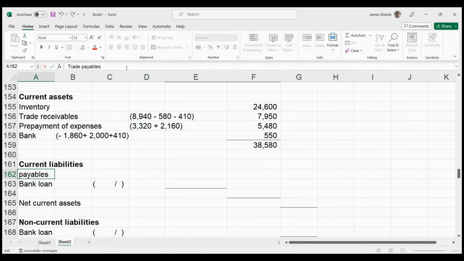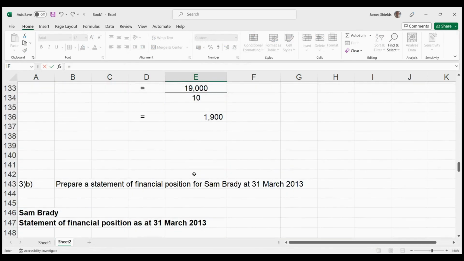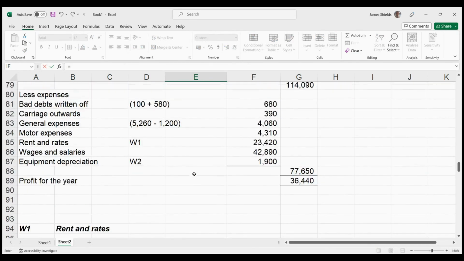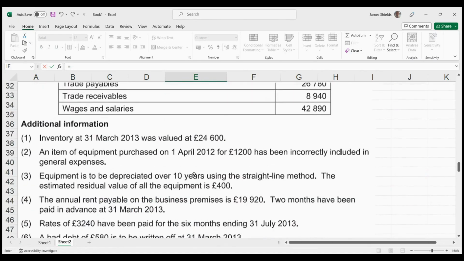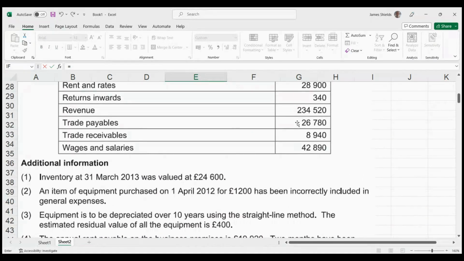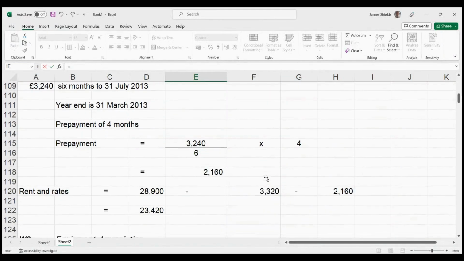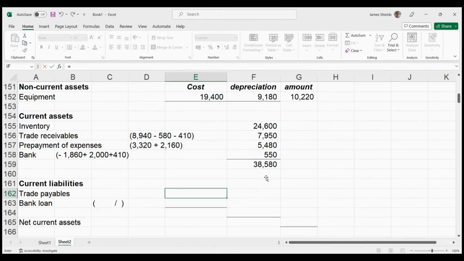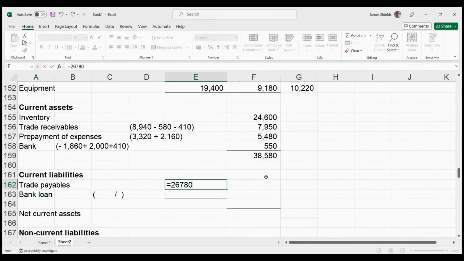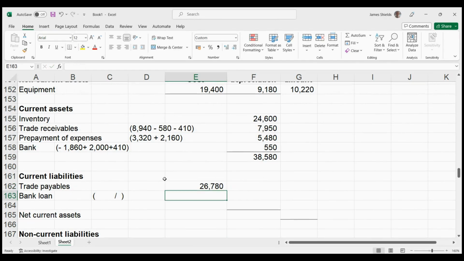Now current liabilities, because we've got more than one, we've got trade payables, and we're also going to have the bank loan as well. They're going to go in the first column here. Right, trade payables comes directly from your list of balances. So trade payables, here we go, it's £26,780.